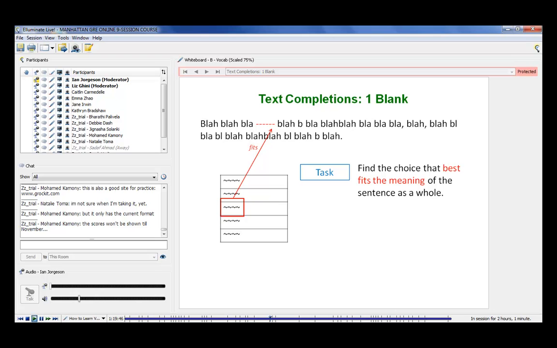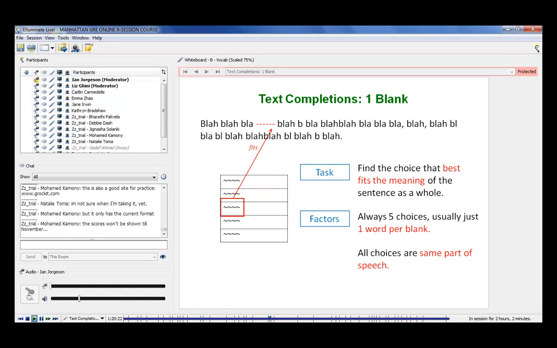So the way text completions work is they give you a sentence, and then they put a blank or two blanks or even three blanks in that sentence, and you have to choose the word or phrase that fits the meaning of the sentence as a whole. And that's our task. For the one blank ones, there are always going to be 5 choices. It is usually just a word per blank, but occasionally you'll run into a problem where instead of one word per blank, it'll actually be a very short phrase or an article and a word or something like that.